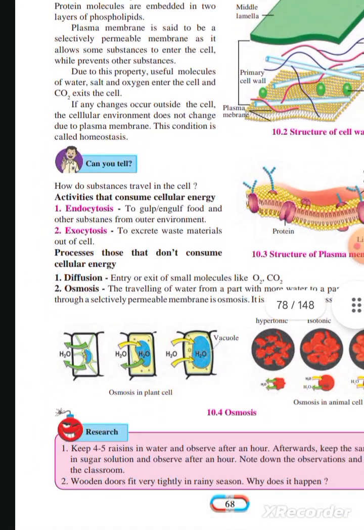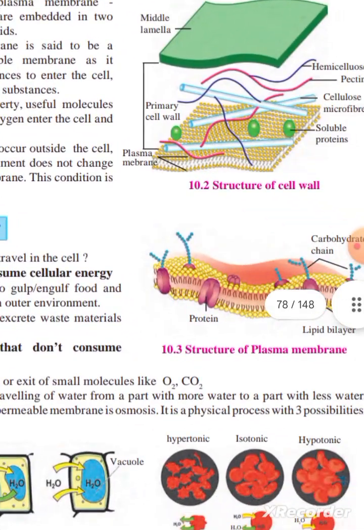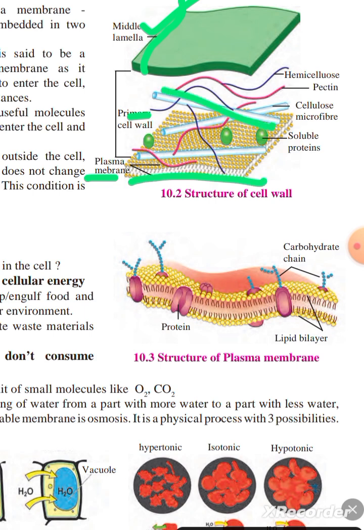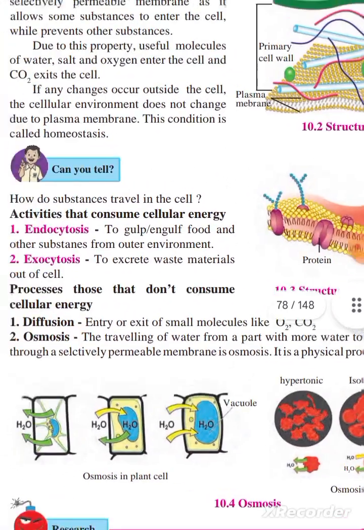Okay. Structure of the plasma membrane. Here the structure of the cell wall is also needed. Mainly it isn't asked in your exam, but you can use it as an example. It is not given in your textbook. It is just for your basic understanding, like the primary cell wall and plasma membrane. So the plasma membrane is here, and there are proteins. These are pectin, cellulose, and soluble proteins. These things are present in our cell wall. Okay.